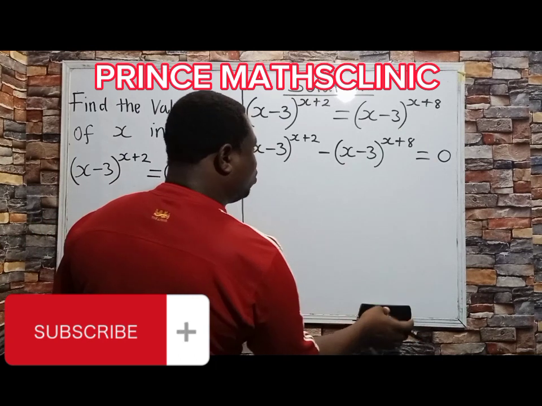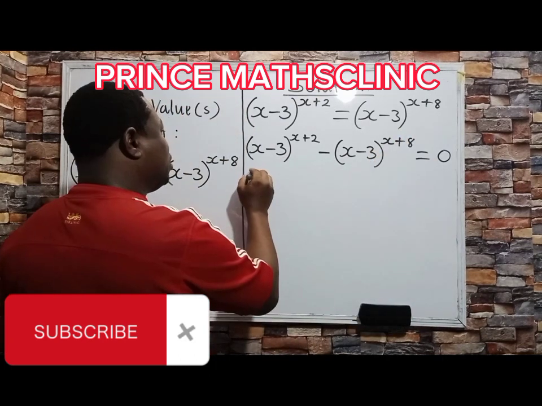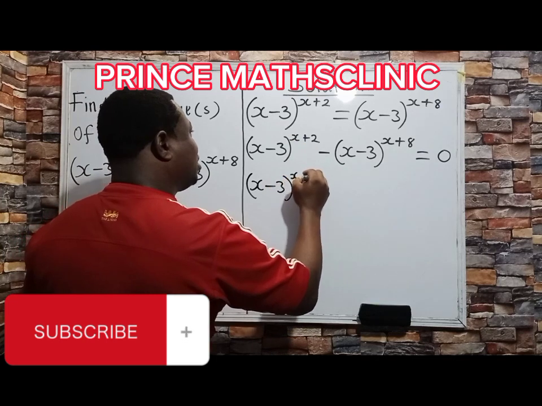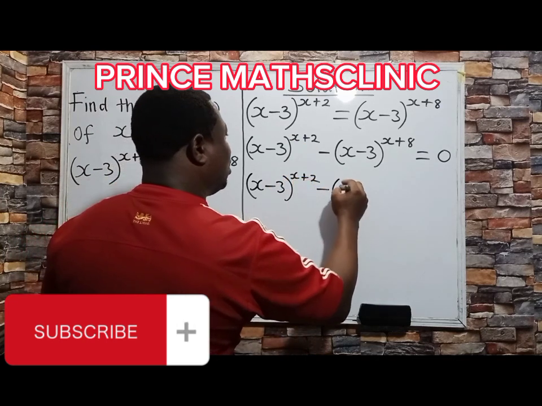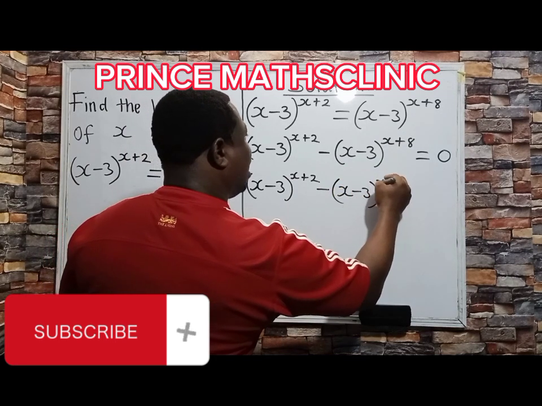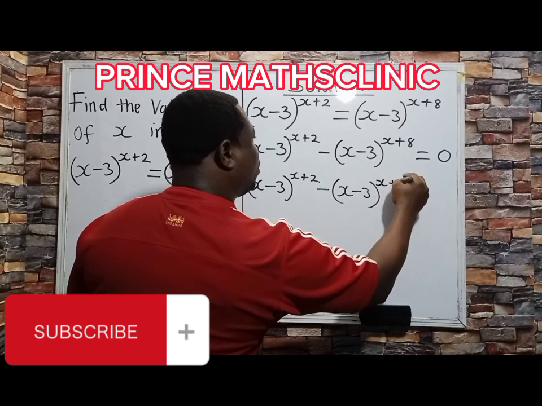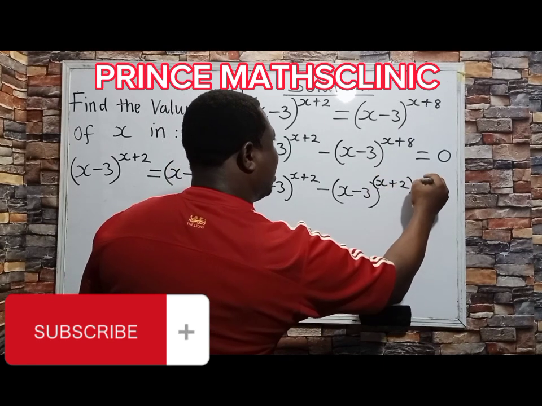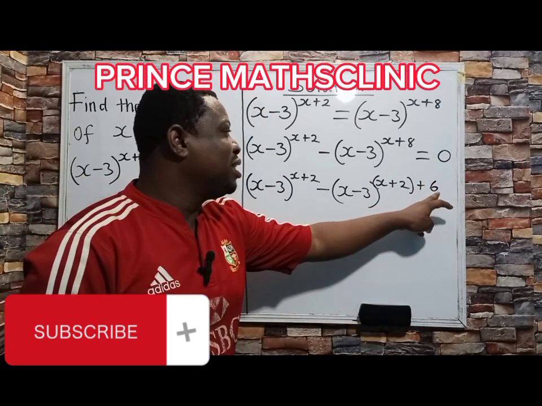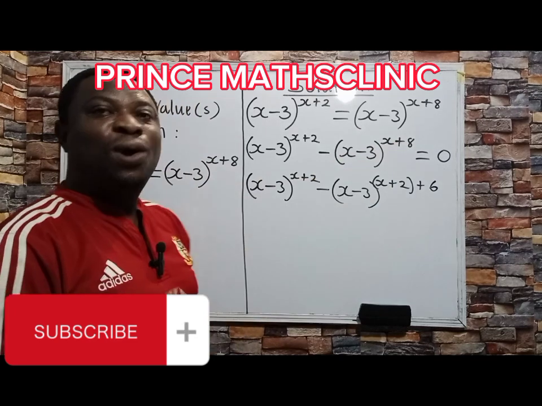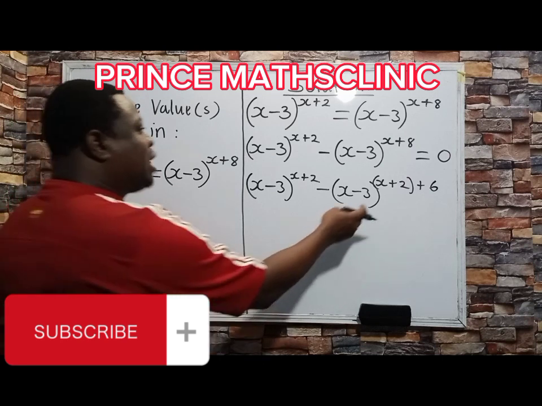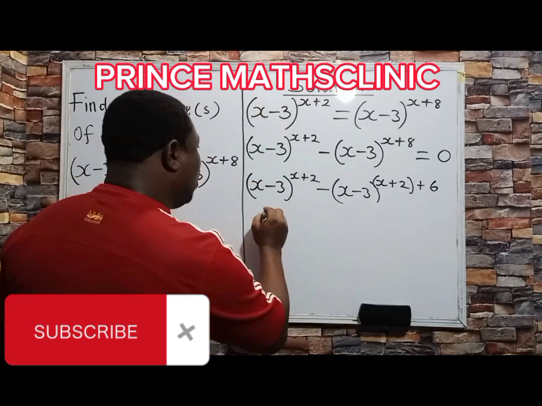And watch what I'm going to do to this 8. I'm going to say (x − 3) to the power of (x + 2) minus (x − 3) to the power of (x + 2) then plus 6, so that if I open this bracket, I'm going to get back my x plus 8. Good. So I can further break this down using the laws of indices.